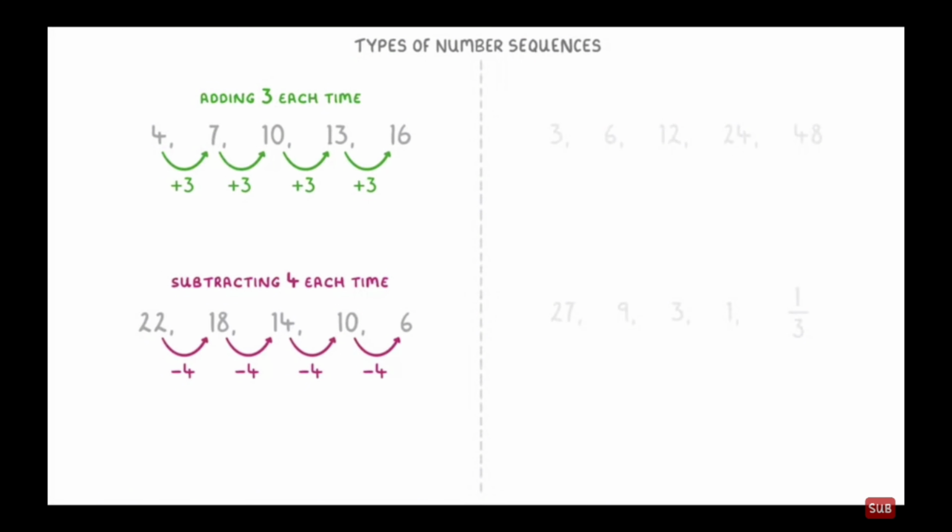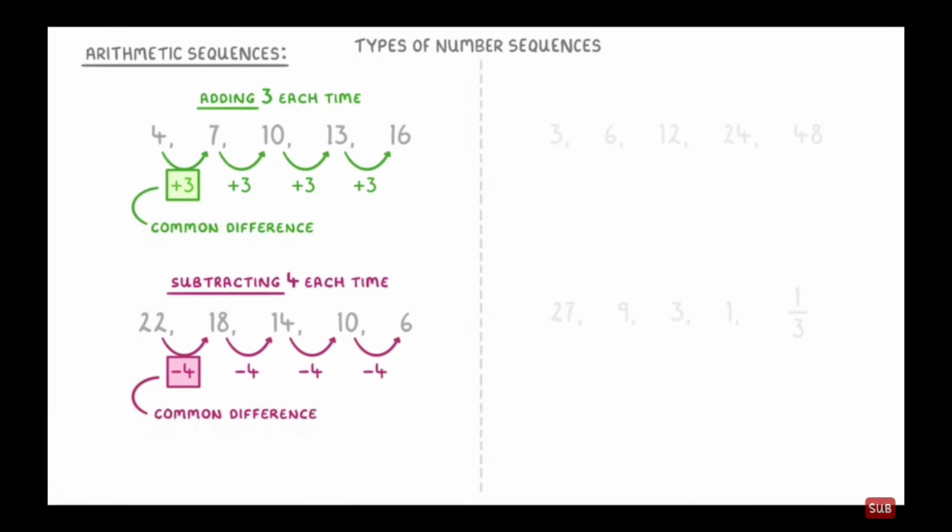Sequences like these two, where we're adding or subtracting a certain amount each time, are called arithmetic sequences, and are generally pretty easy to spot because they increase or decrease by exactly the same amount each time. The amount that they change by is called the common difference. So in this first sequence, the common difference is +3, whereas in the second one, the common difference is -4.